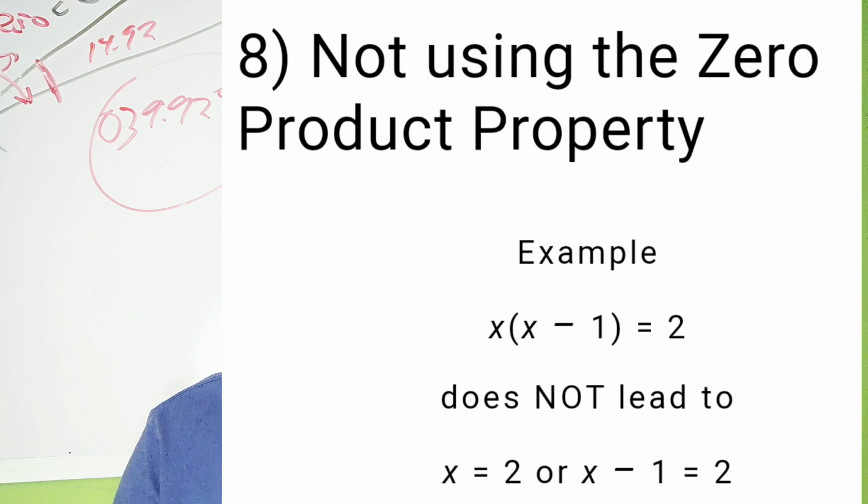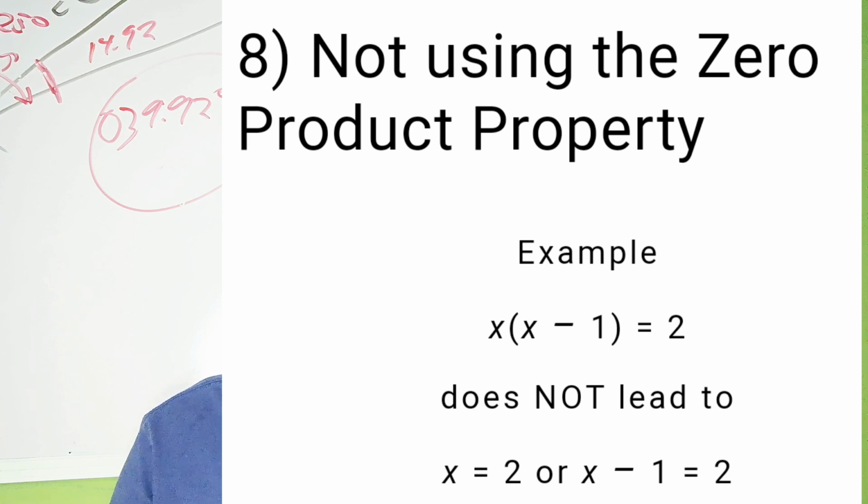For example, under that, we have x into x minus 1, close bracket, is equal to 2. In this case, it will be wrong for us to say either x is equal to 2 or x minus 1 equals 2. We must use the zero product property. It's the best way for us to solve things like that.